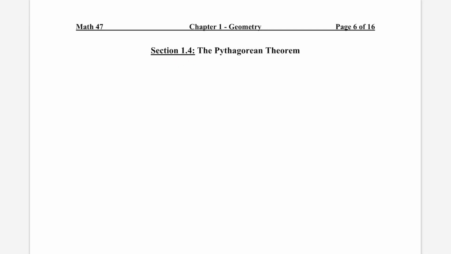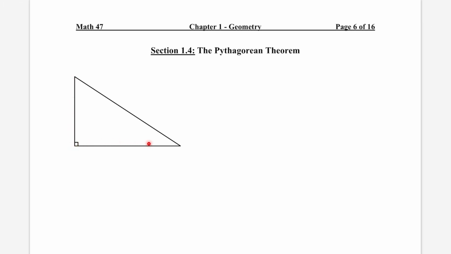Section 1.4, the Pythagorean theorem. The Pythagorean theorem will only apply for a right triangle, which is a triangle with a right angle.